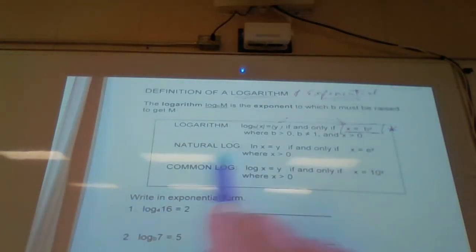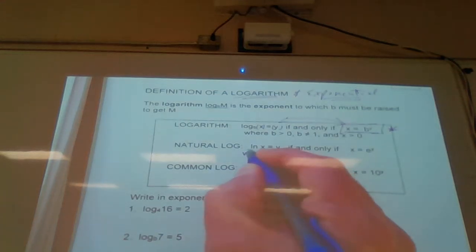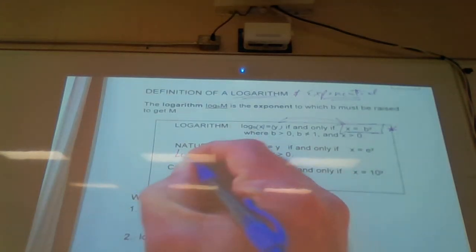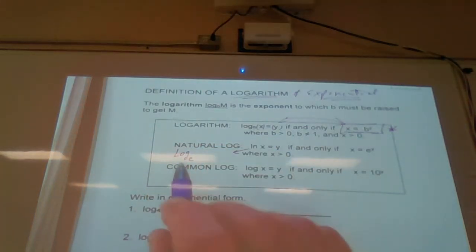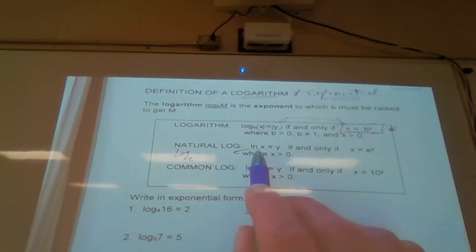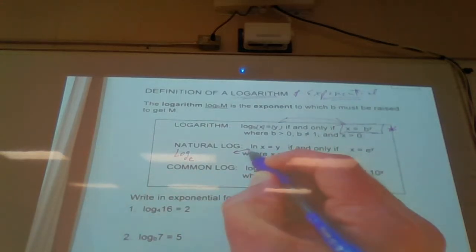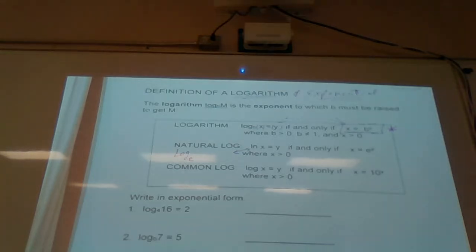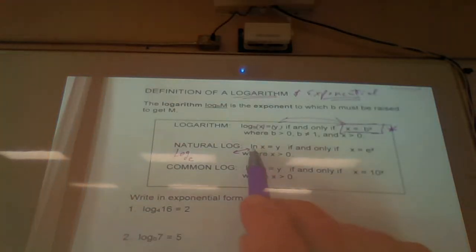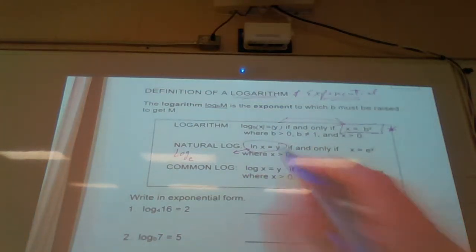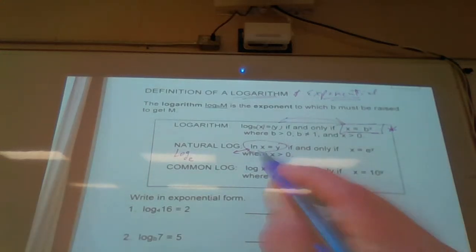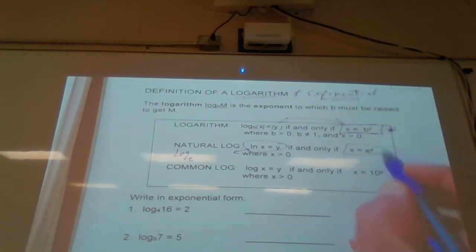Some other stuff: natural log is ln, and that's really a logarithm. It's a log base e. Instead of writing log base e all the time, we're going to use ln. That's natural logarithm. Okay? So if I'm looking at ln of x equal y, I need to remember ln is a base e. So I can change this into an exponential equation. It's e to the y is equal to x, and vice versa again.